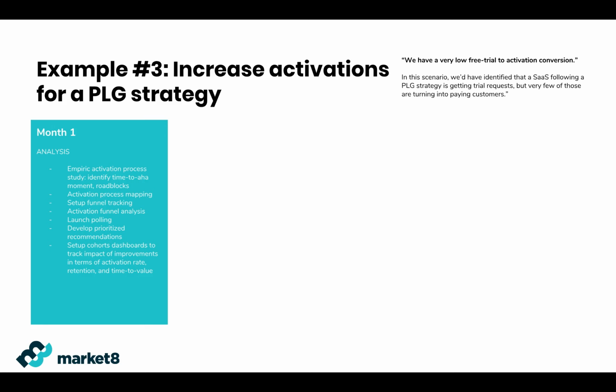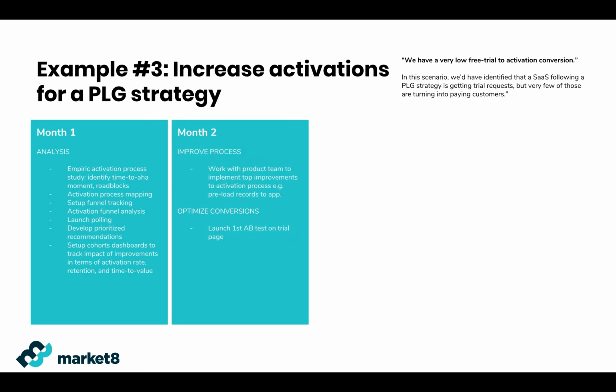There's going to be an empiric study where somebody just walks through the whole process and maps out the activation process currently, identifies the time to aha moment, and identifies roadblocks, right? So set up the funnel tracking, activation funnel analysis, launch polling. We really want to find out everything that's going on around the activation. Month 2, we're going to start improving the process.